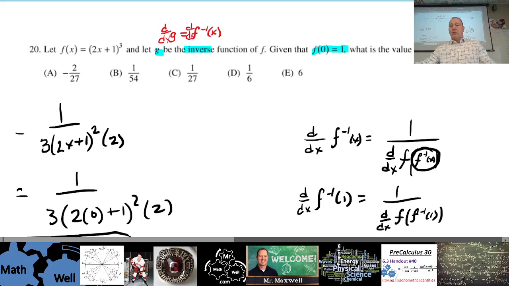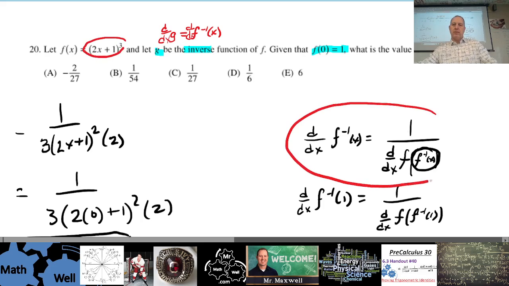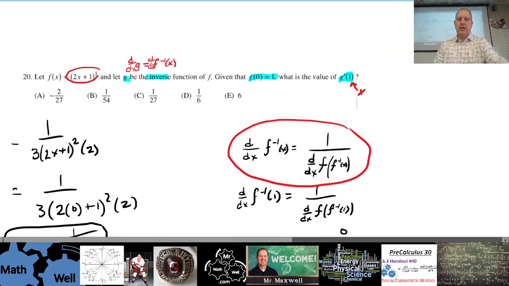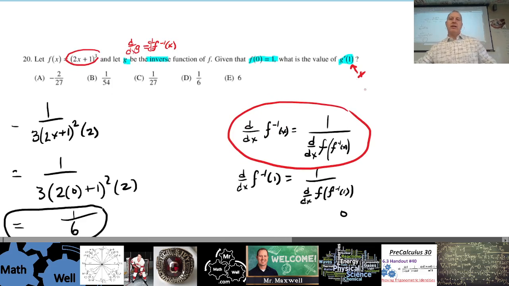Now, we know what the steps are, right? You want to find the derivative of this, because here's the overall formula for the derivative. But the wrinkle is this: g prime of 1, this is the x value on the inverse, so we don't want to put that 1 in, right? We have to figure out what the y value of the inverse, or the x value of the original function, is. So that's where this comes into play.